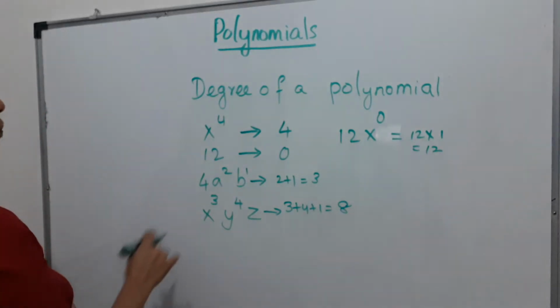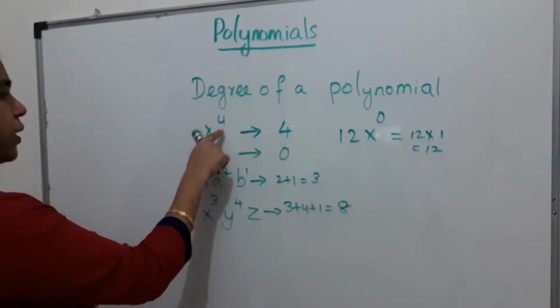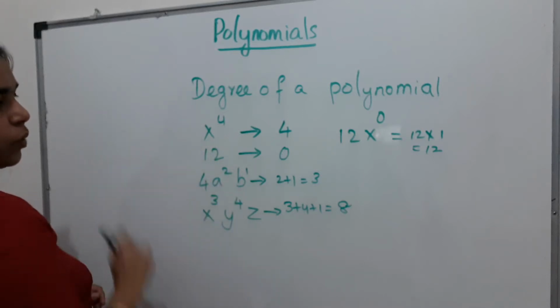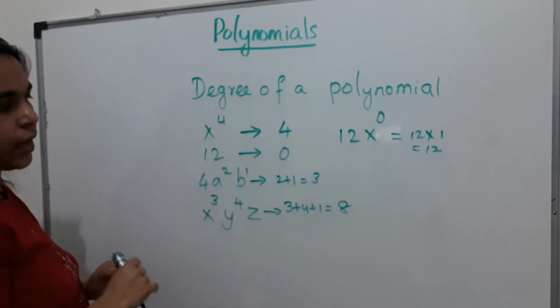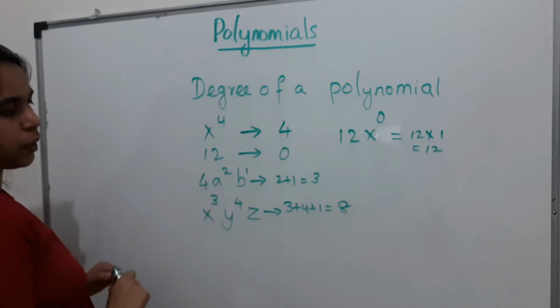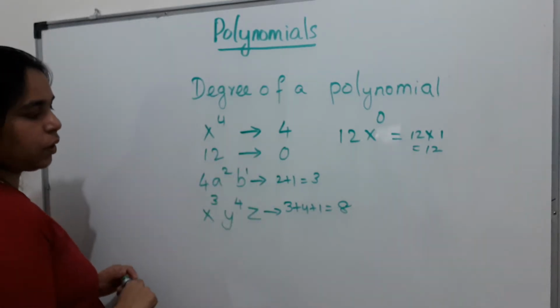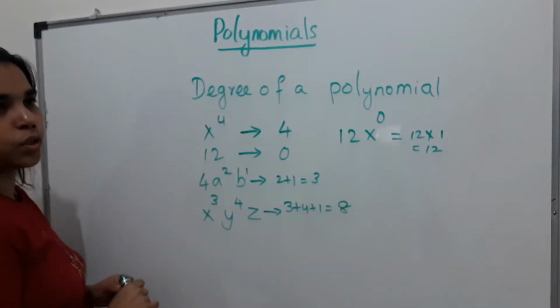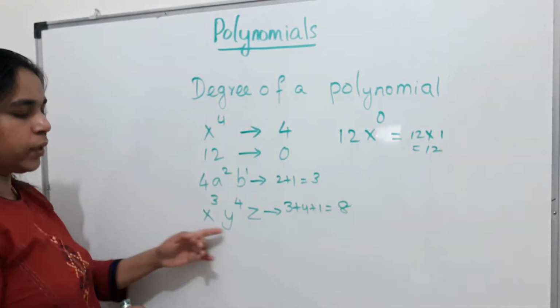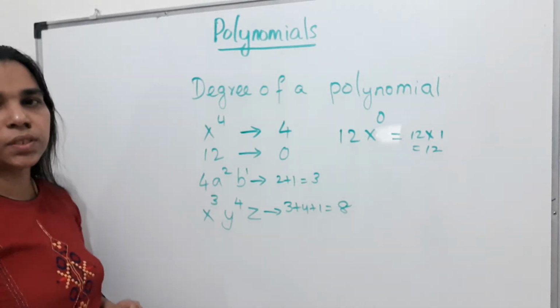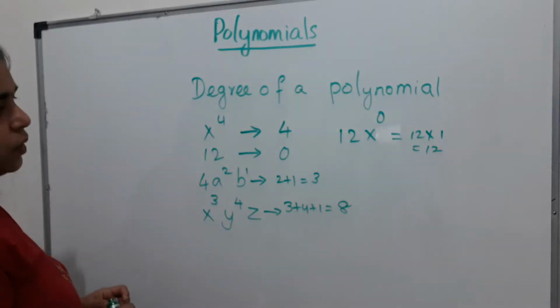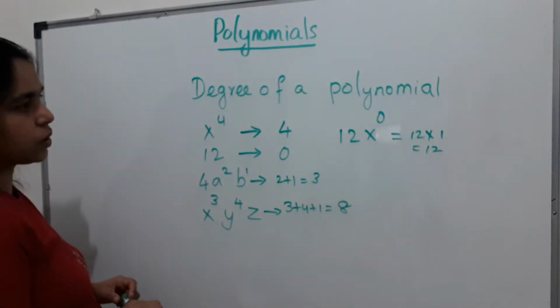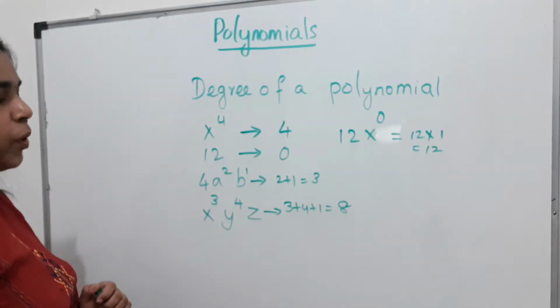If this is a monomial, x to the power 4, and there is only one variable, you just have to write the power as it is. And here there is no variable, so you have to write the degree as 0. And then a squared b to the power 1, two variables are there, so you have to add the exponents. Whatever number of variables are in there, you have to add the powers. So this is how you can find the degree of a polynomial.